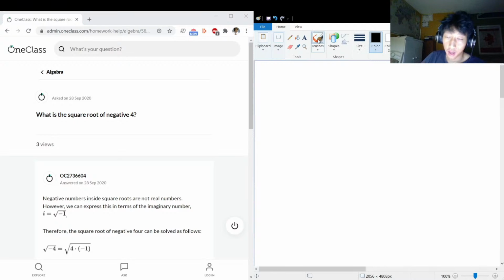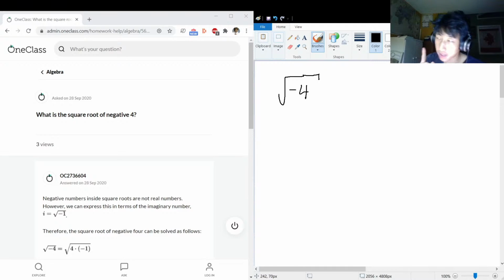Okay, the next question that we got on the menu today is what is the square root of negative 4? Yeah, so that's this, negative 4. Okay, so the first thing that might be a red flag is that a lot of the time you're told, oh, never take the square root of a negative number. Well, that is true, but also not true.